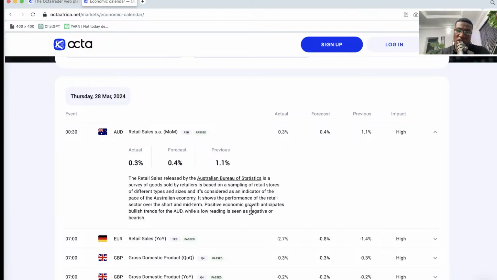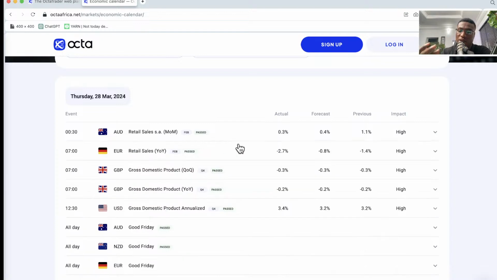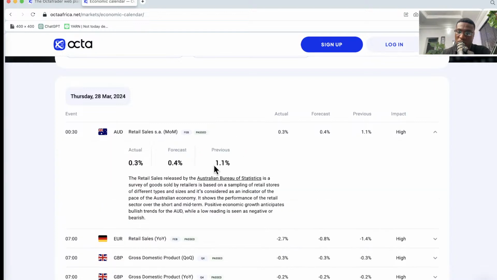Now, what do you do? You don't just take on this bias or this understanding and go to your chart and start selling the Australian dollar. No, you want to combine that with technical analysis. And by technical analysis, I mean key levels, key zones, market confirmation to enter at the best possible price.